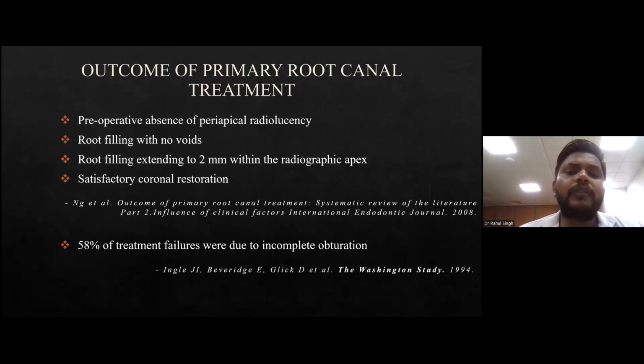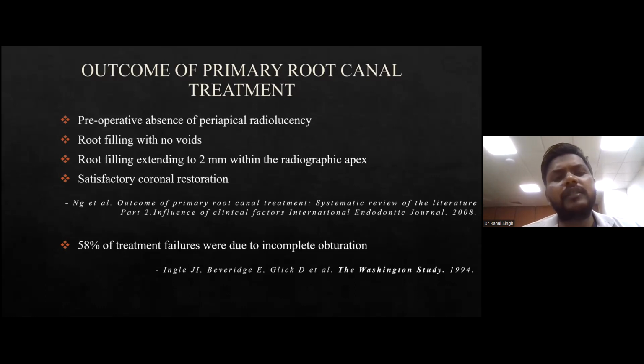So what can be an outcome of a primary root canal treatment? If a patient comes to your clinic with a diagnosis of symptomatic irreversible pulpitis, and you decide to do a single visit or a multi-visit root canal treatment, what outcome are you perceiving? Your outcome will depend on the pre-operative absence of any periapical radiolucency. When you take a periapical radiograph, if the patient is not having any periapical lesion, it increases your success. But if the patient is having a lesion, it decreases. So it depends on the preoperative status also.